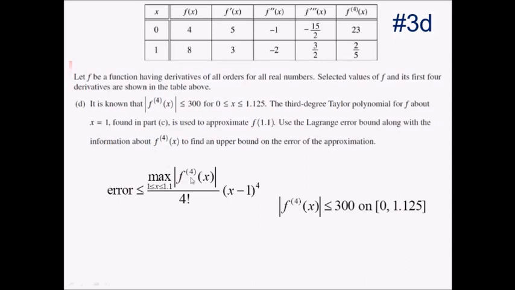So that means that this whole max fourth derivative expression, we can just write 300 up there. So I've got 300 up there. I've got 1.1 minus 1 to the fourth. And this is my upper bound on my error of approximation. Now, if I wanted to, I could simplify this, but it's a no calculator question, so be careful doing this. So this 1.1 minus 1, that's 0.1. If I raise that to the fourth, I've essentially got 1/10,000th.